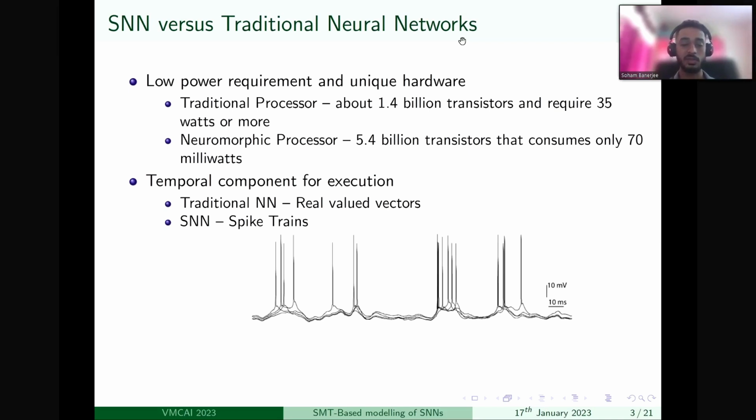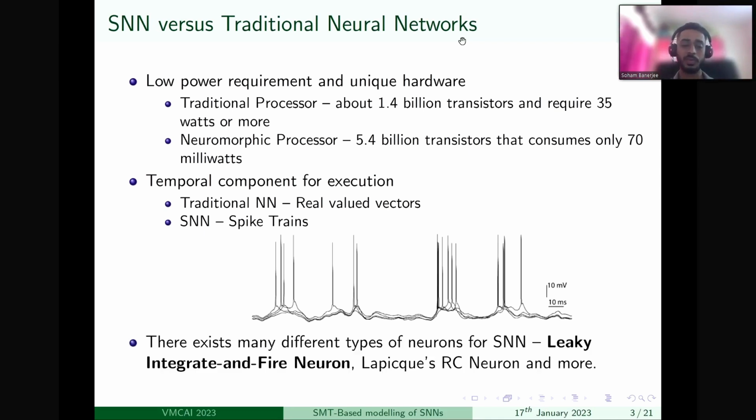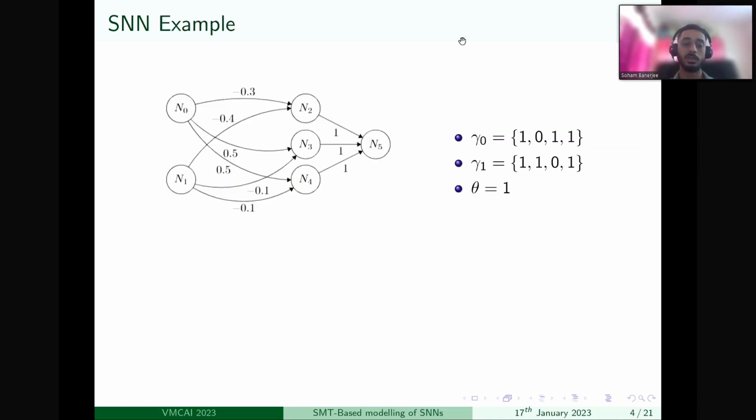In the figure here, the sharp vertical lines that you see here correspond to the spikes being propagated. There are many different types of neurons for SNN, out of which the most common one is leaky integrate and fire neuron, which is the focus of today's work. Let me give you a brief example of an SNN. So let us consider this SNN here, which is comprised of 6 neurons and weighted edges connecting each other.